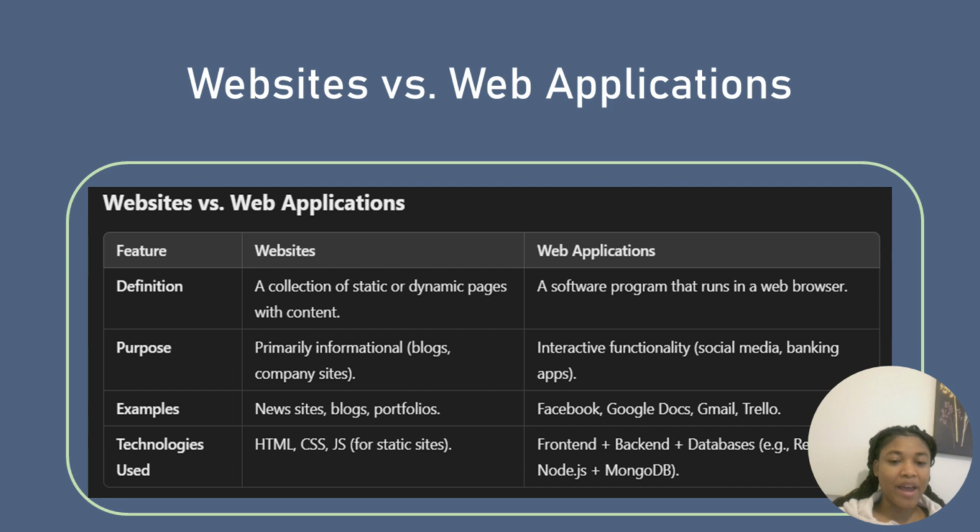I also gave some examples again. Blogs, company websites, people's portfolios. While for web applications, something like Facebook now, you can go there, update your profile picture, delete it if you like, delete a post you've made 5 years ago, and so on and so forth. So for websites, the primary technologies are HTML, CSS, and JavaScript for front end, because you don't even really need a back end for websites, to be honest.